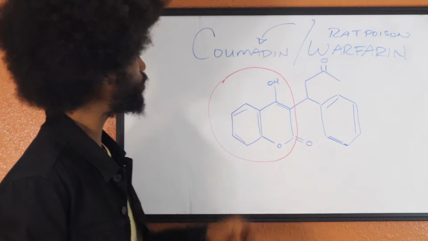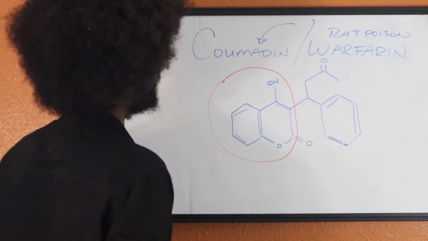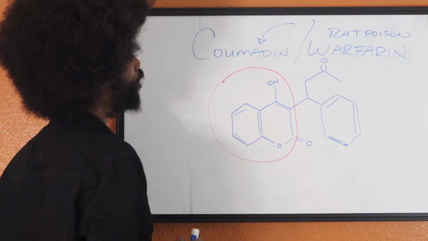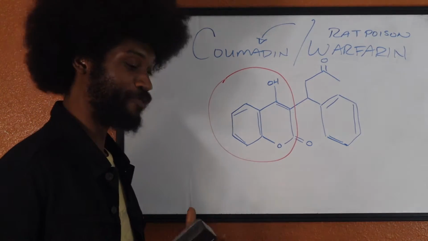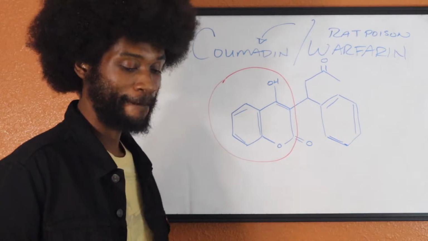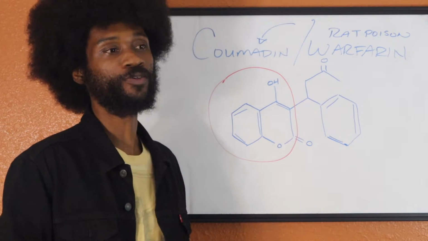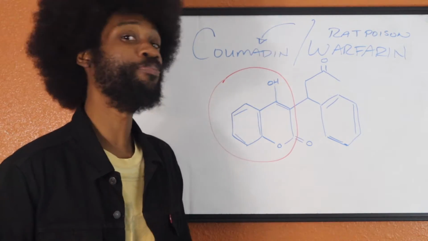So this is the structure right here. Now, the interesting thing about the coumadin and the warfarin is the whole concept of blood thinning. So when you get a cut, there's stages. You see the cut. Oh, you want to stop the bleeding. How do you stop the bleeding? You put pressure on it.